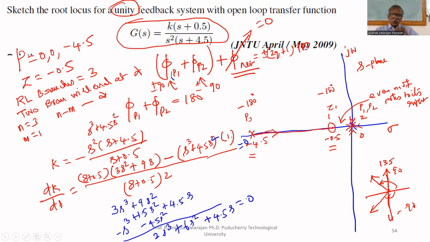2s cube plus 6s square plus 4.5 s. Find the roots. You can take s outside. s multiplied by (2s square plus 6s plus 4.5) equal to 0. Find the roots. The roots are s equal to 0 and minus 1.5, comma, minus again 1.5.